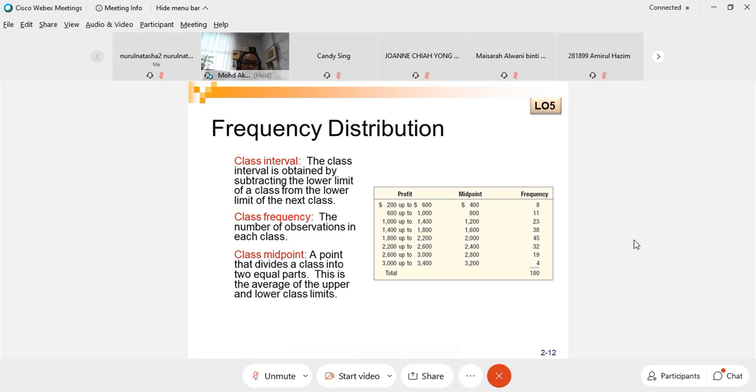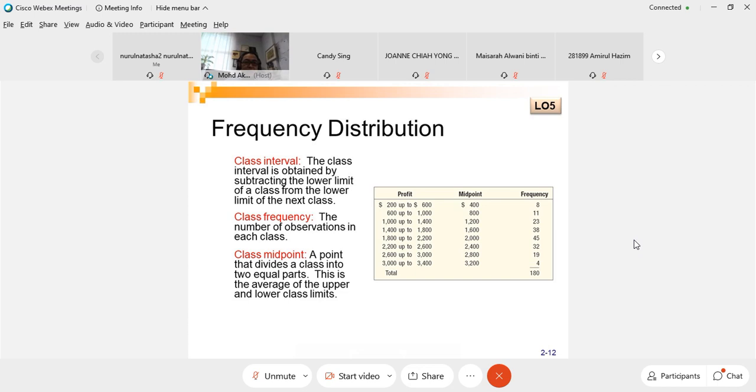Okay. Then number two, class frequency. Class frequency means the number of observations in the class. So we see the last column, the frequency. It means the profit between 200 to 600, we have 8 frequency. The profit between 600 to 1000, we have 11 frequency. And so on. The total is 180. This one is called class frequency.